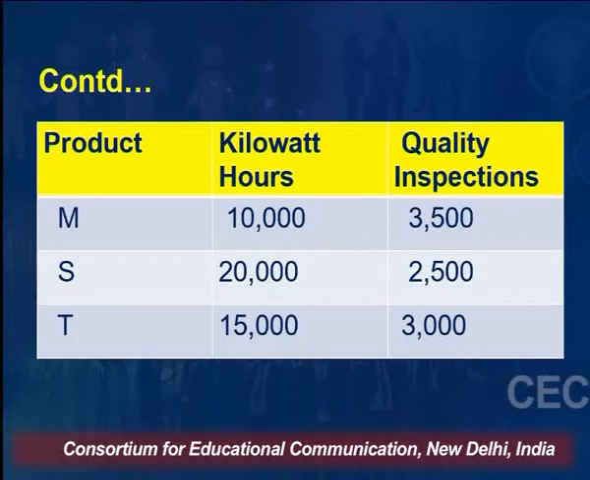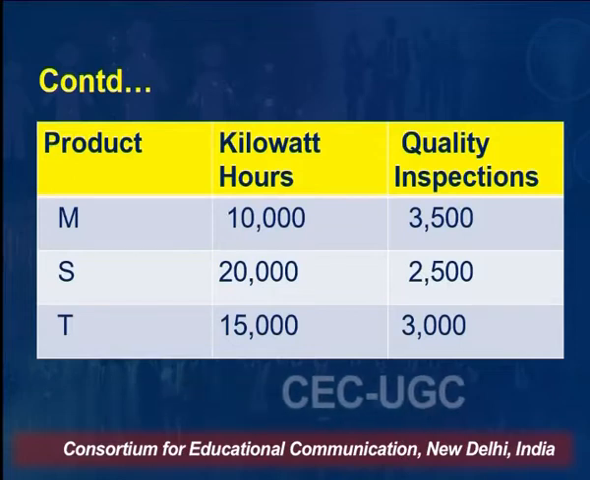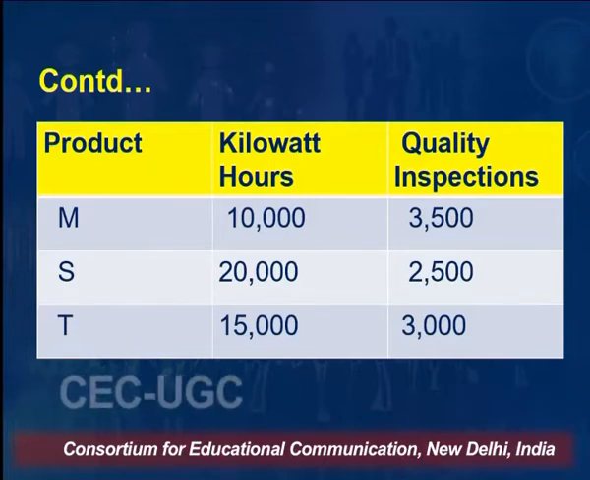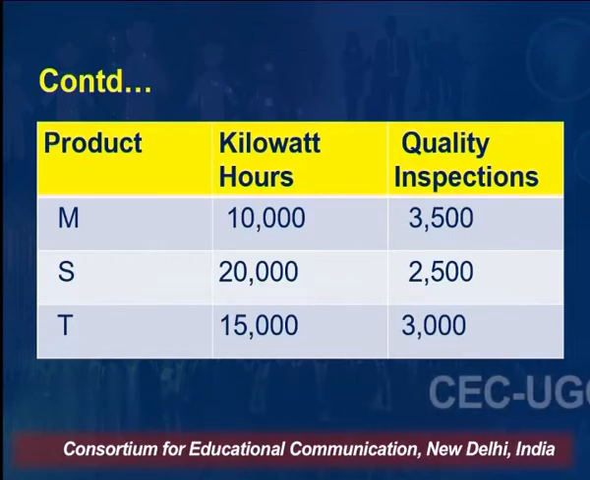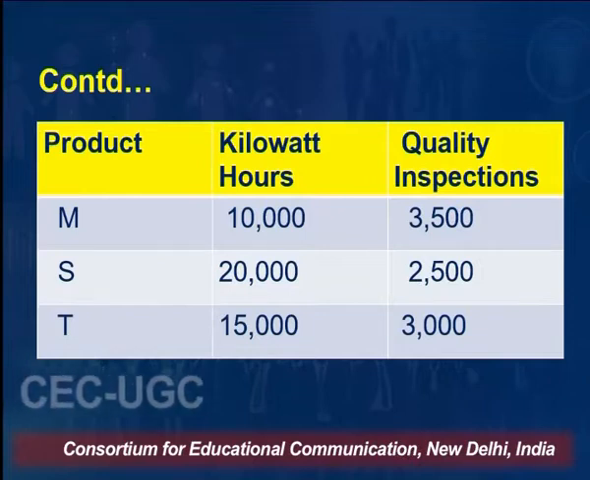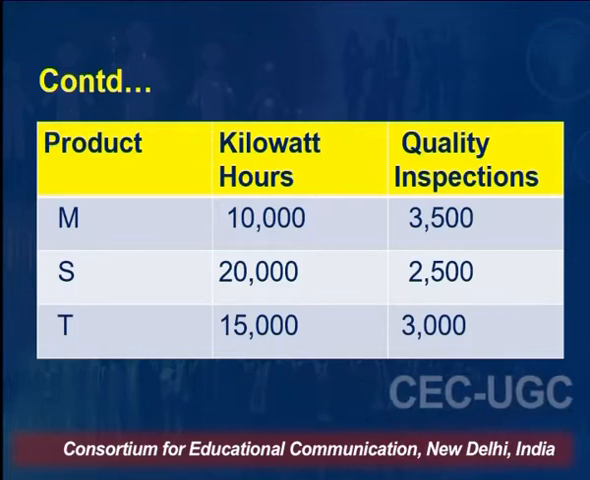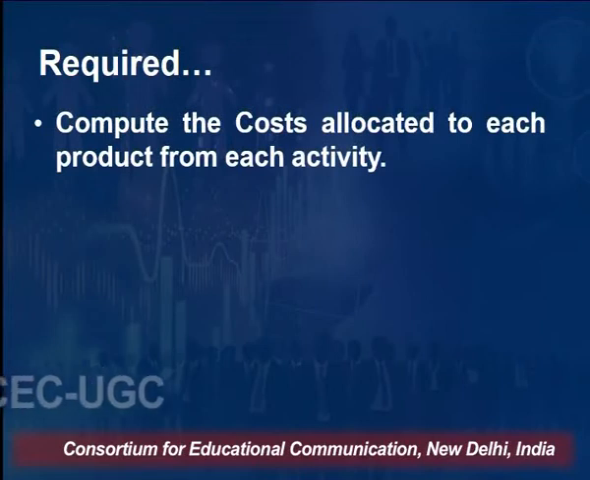they are reporting it like this, that for all 3 products, the kilowatt hours for M is 10,000, for S is 20,000 and for T is 15,000. So if you make a total of it, it comes to be 45,000 hours. And for quality inspections, for product M it is 3,500, for S it is 2,500 and for T it is 3,000 inspections. So if I make a total of it, it comes to be 9,000 inspections.